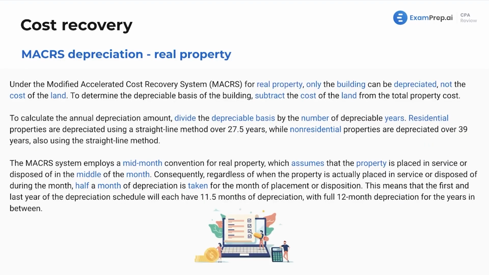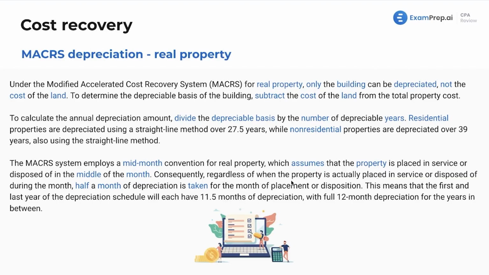Similarly, here we've got points on real property under MACRS. This is something, again, I would highly advise you take a look at. I'm going to go through the last paragraph here. The MACRS system employs a mid-month convention for real property, which assumes that the property is placed in service or disposed of in the middle of the month.